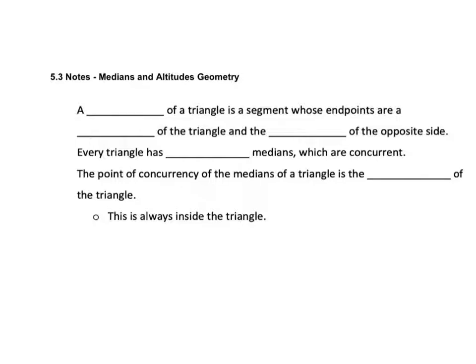So the first one is a median. A median of a triangle is a segment whose endpoints are a vertex of the triangle and the midpoint of the opposite side.